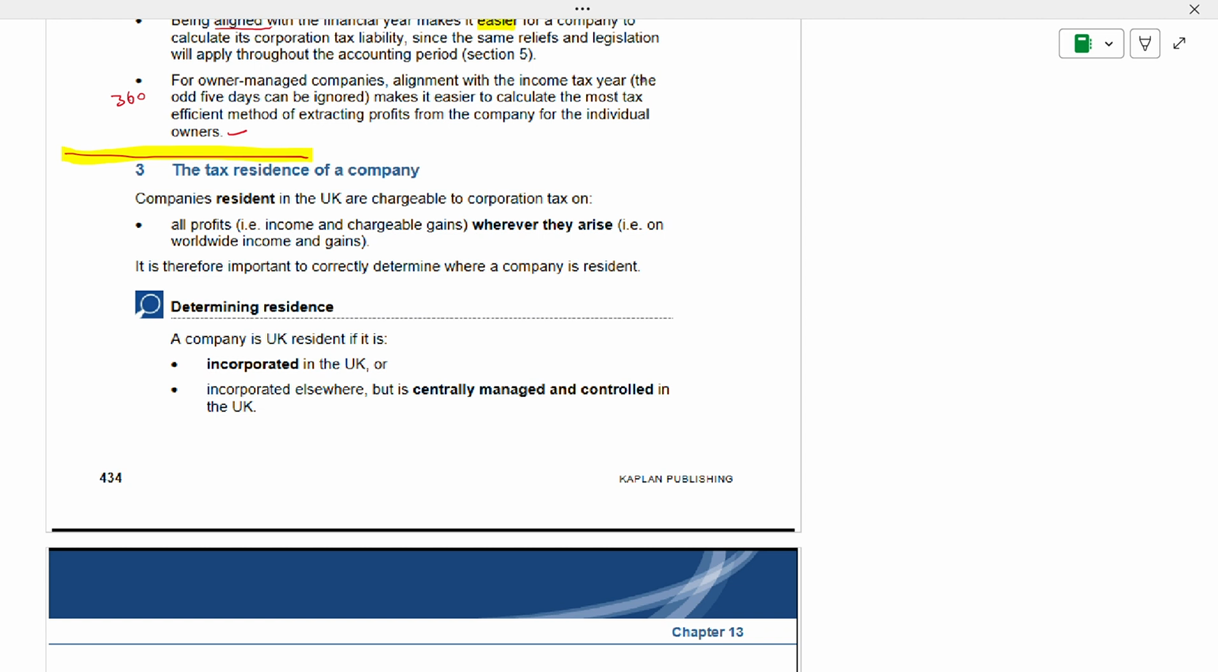Companies resident in the UK are chargeable to corporation tax on all profits, wherever they arise, whether worldwide income or otherwise. It is therefore important to correctly determine where the company is resident. We have done individual residence. Now we are talking about company residence: incorporated in the UK, or incorporated elsewhere but managed and controlled in the UK.